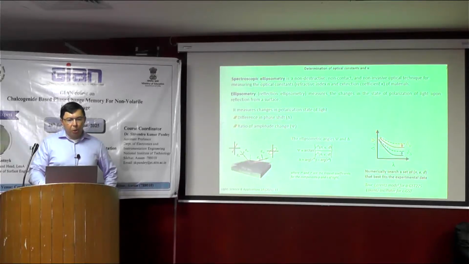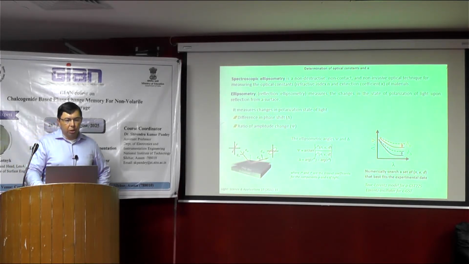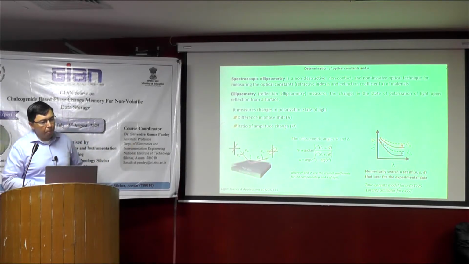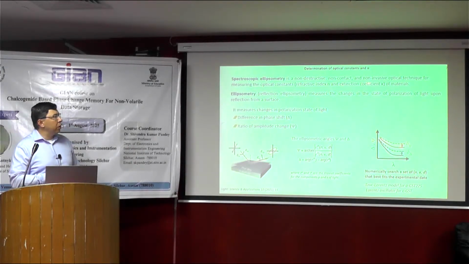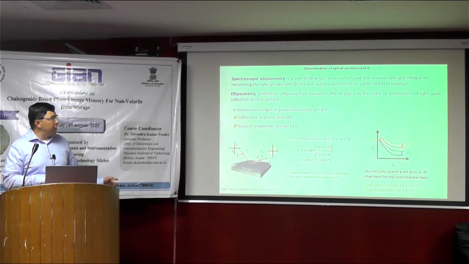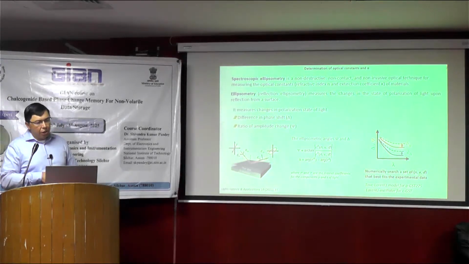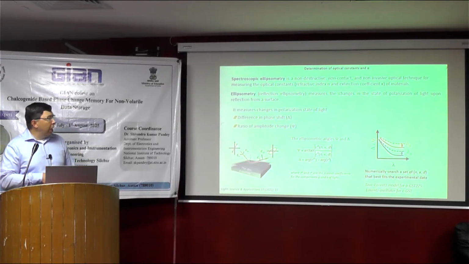Spectroscopic ellipsometry is also a nice method because it is a non-destructive, non-contact, and non-invasive optical technique, similar to UV-Vis-NIR spectroscopy. It also measures the optical properties of your materials, like the refractive index N and extinction coefficient K. The basic principle is that ellipsometry measures the changes in the state of polarization of light upon reflection from the surface, like the difference in phase shift and the ratio of amplitude change.